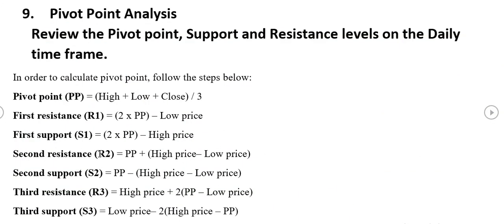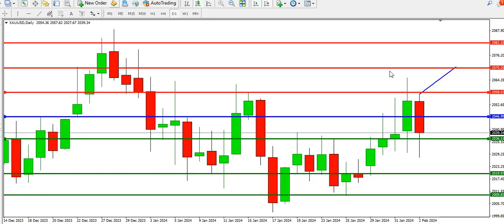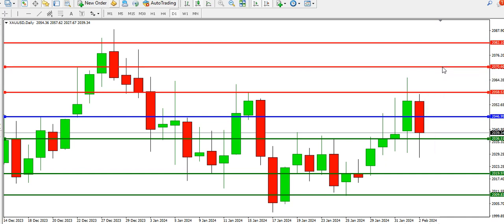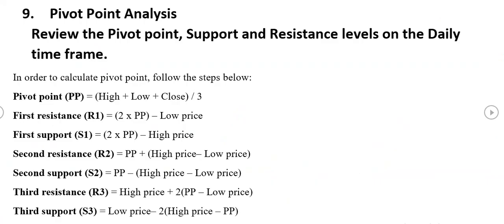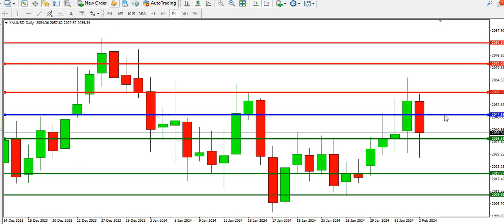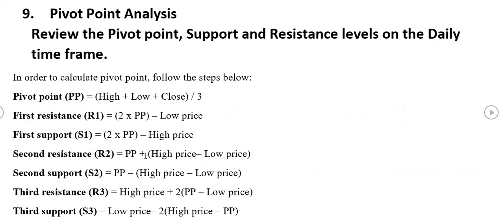Calculating the second resistance, R2. This is our second resistance. The formula for the second resistance is pivot point plus, in brackets, high price minus low price. So going back to the chart, these are the pivot points, plus the high price for the last daily candle, minus the low price, this is the low price. Pivot point plus high price minus low price.